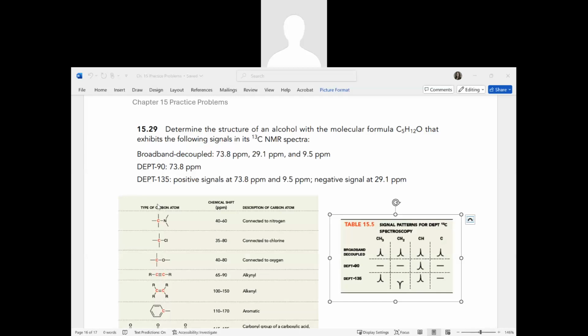For problem 29, we are asked to determine the structure of an alcohol. We're told specifically that we're going to find an alcohol with this molecular formula, and we're given the signals that appear on a carbon-13 and a mass spectra. And we can put together this compound based on these data.